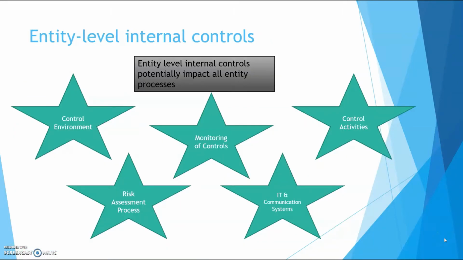Okay, so the next area we're going to look at is the entity level internal controls. Now, entity level internal controls potentially impact all of the entity's processes across all lines of the financial statements. So we can group those into five buckets: the control environment, the risk assessment process, the monitoring of controls, IT communication and systems, and control activities.